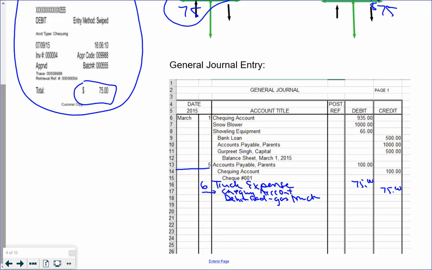Now, you do have the option. Some kids like to leave an empty line between transactions to make it look a little neater on the page. Whether or not you want to leave a blank line between transactions is entirely up to you. But what is non-negotiable is the debit comes first, the credit comes second. Okay, make sense?